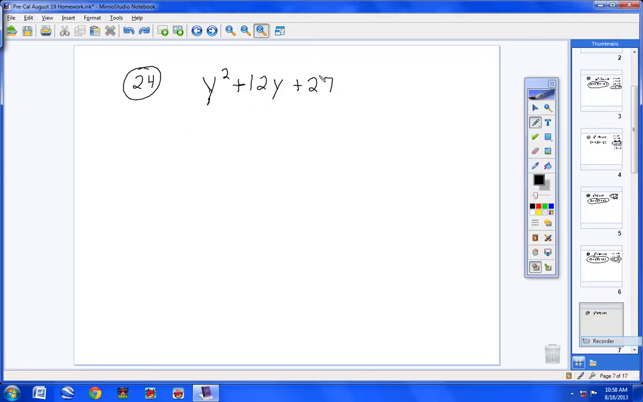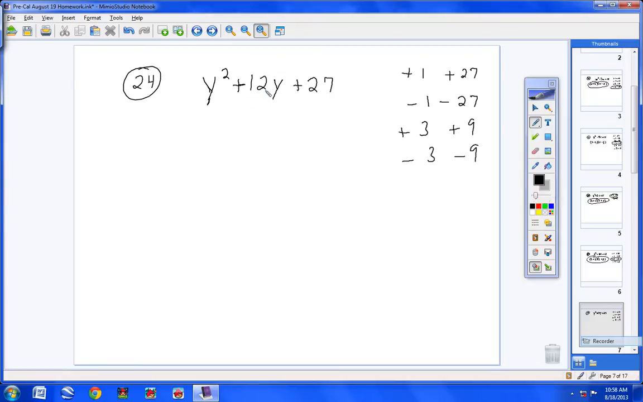Step 2 says list out all of the factors of my last term, in this case positive 27. So 1 times 27, 3 times 9. That's it. Now it's a positive 27, so I want this pattern right here: positive times a positive, negative times a negative. All right.